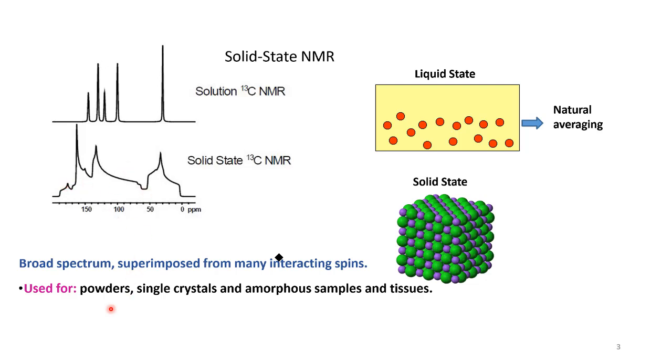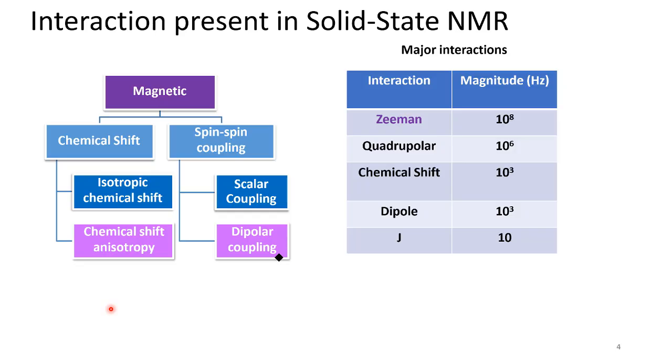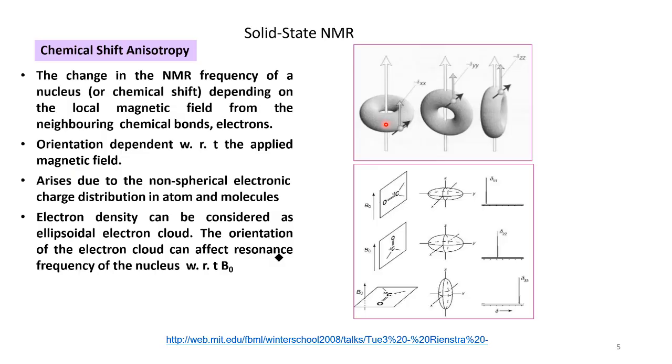So solid NMR is used for powders, single crystals, amorphous samples and tissues. The interactions which are present in the solid state are magnetic interactions depending upon the chemical shift or spin-spin coupling. For the chemical shift, I told you the isotropic chemical shift and anisotropy. Then for the spin-spin coupling, scalar coupling or dipole coupling. The major interaction is the Zeeman effect. Other interactions are also there, quadrupole or chemical shift, but the one with the highest magnitude is the Zeeman effect.